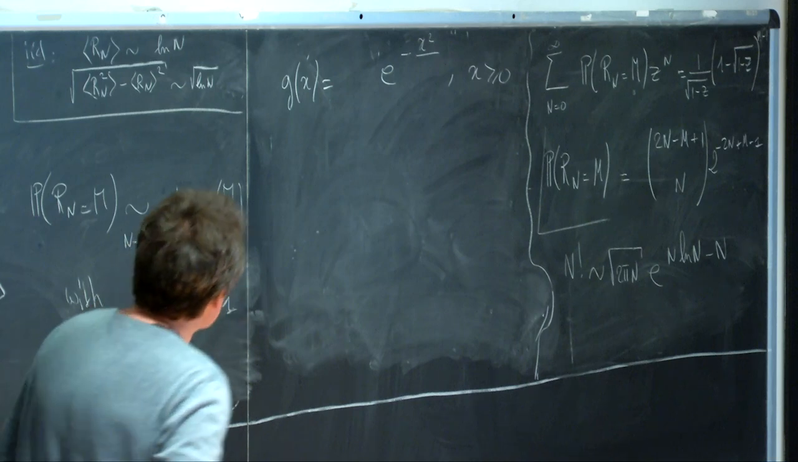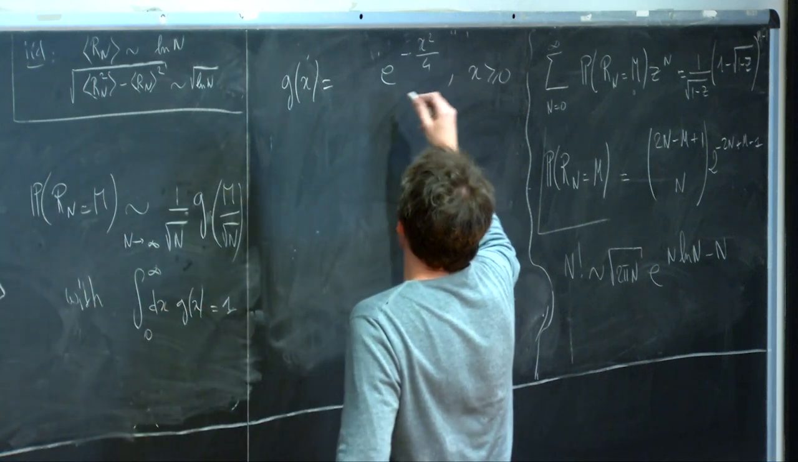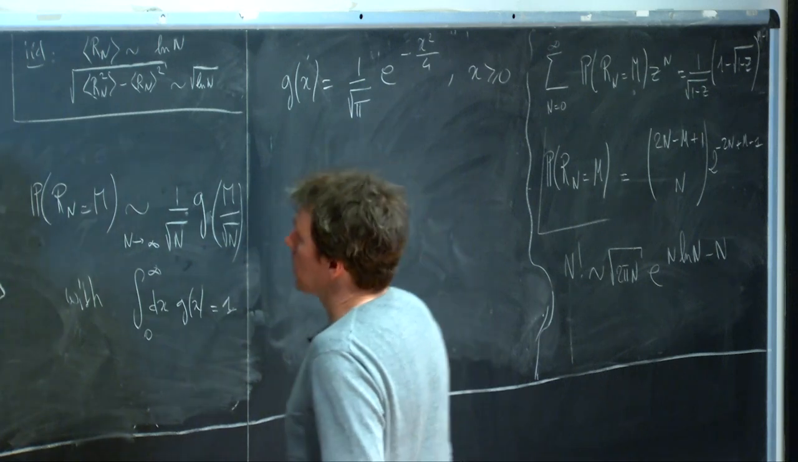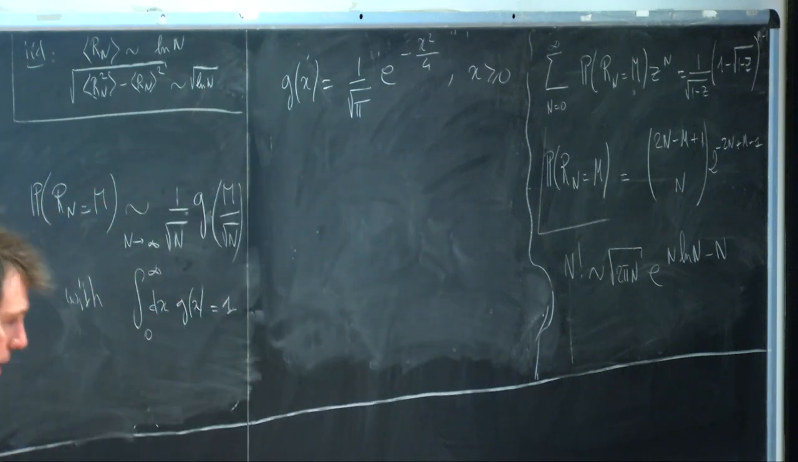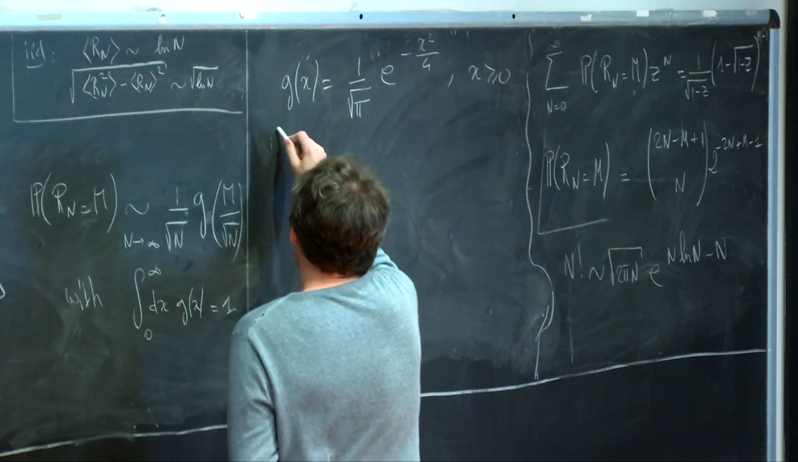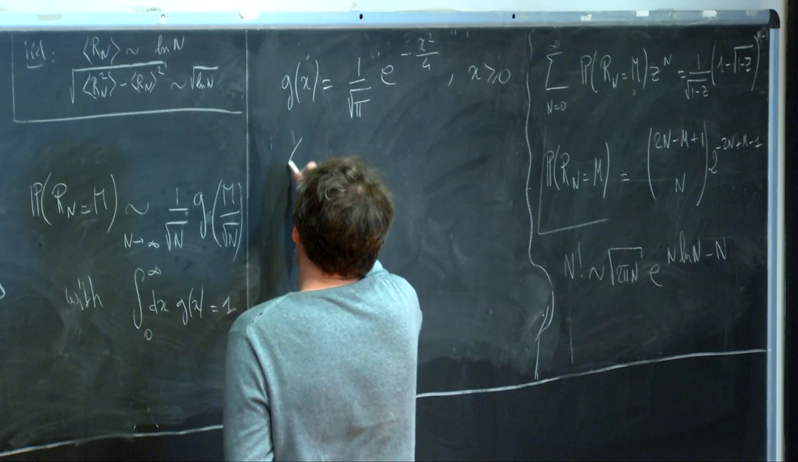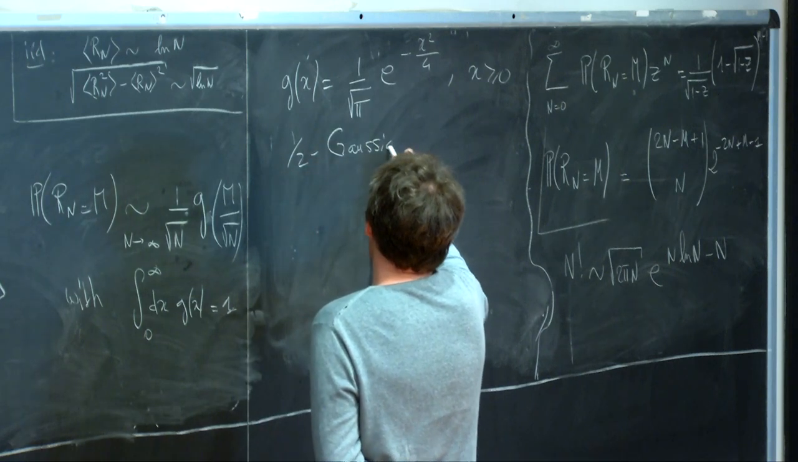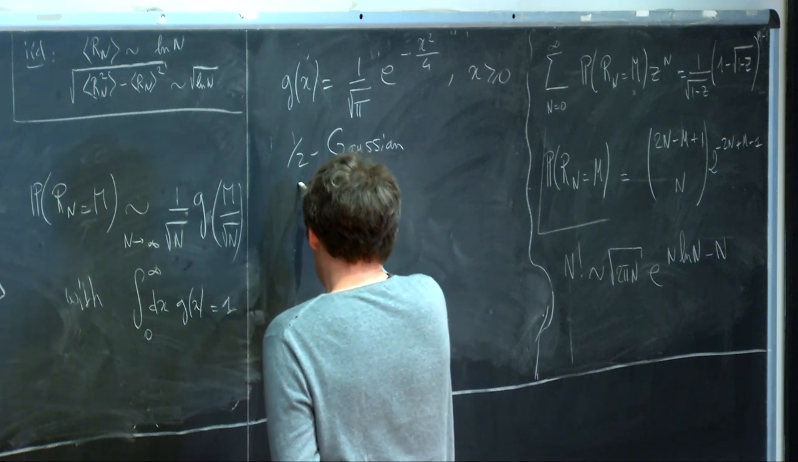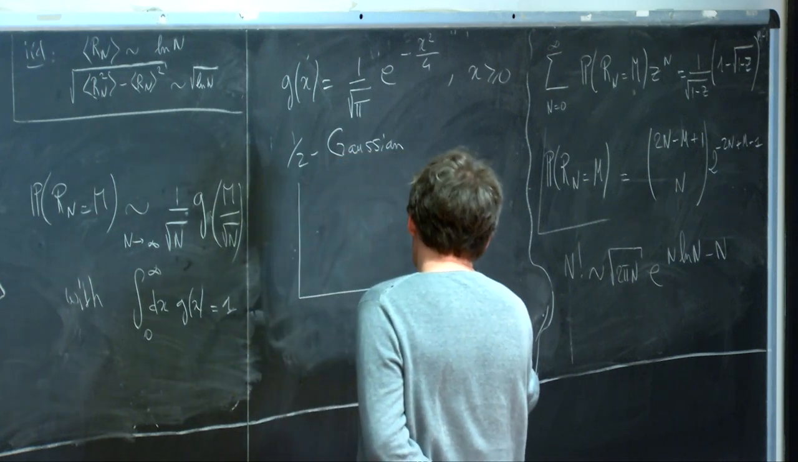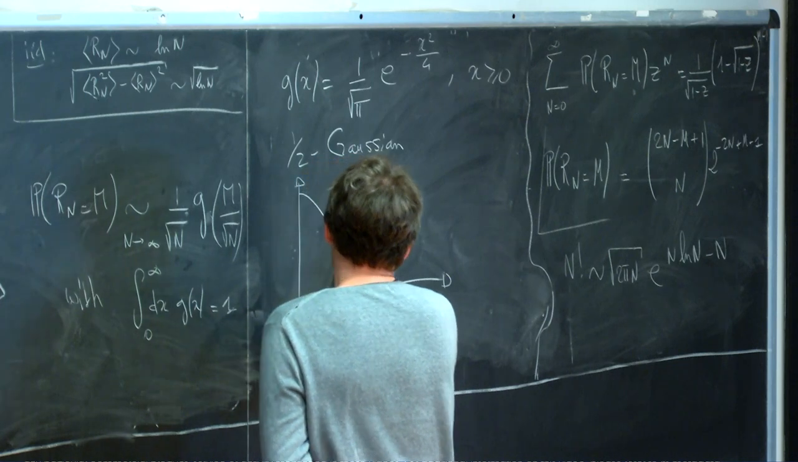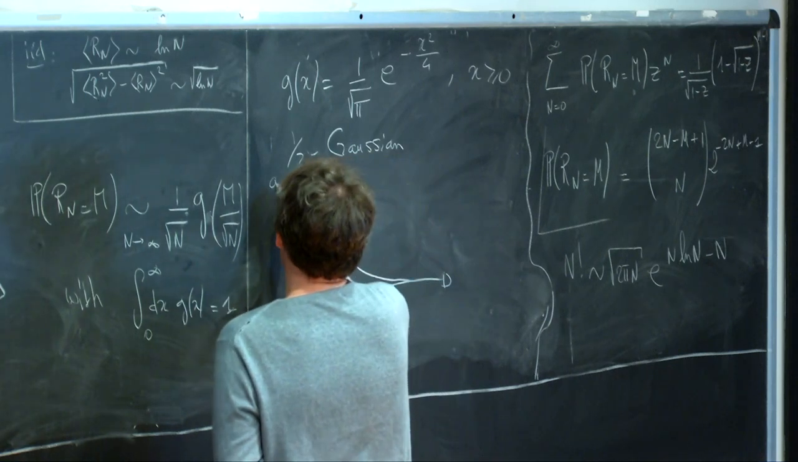Yeah, by 4. And it's normalized, so it is 1 over square root of pi. Okay? So, in this case, what you see is that j of x is what? Is a half Gaussian. It's not really a Gaussian, it's a half Gaussian. So that means that the situation is quite different. Okay, so this is a half Gaussian. This is j of x.